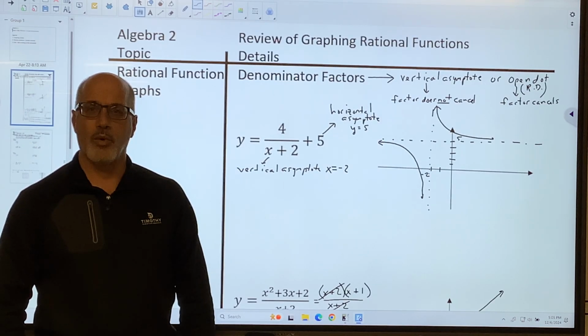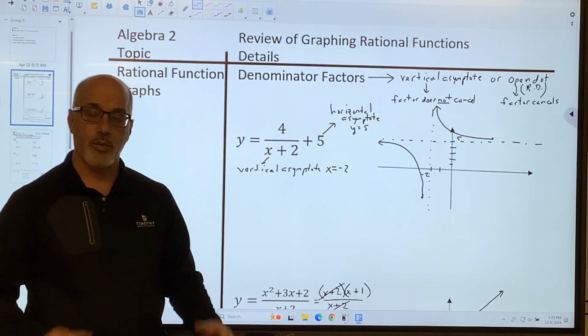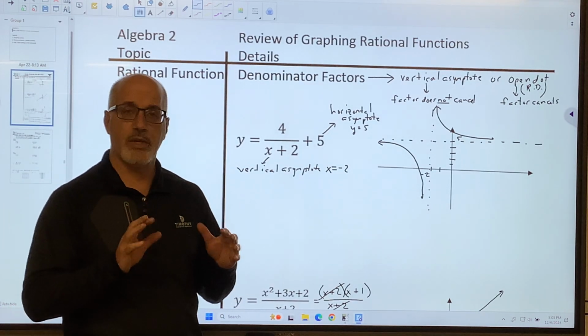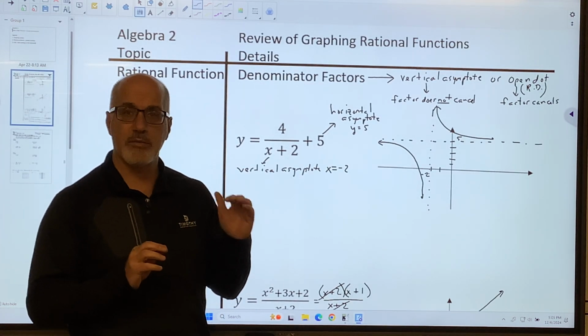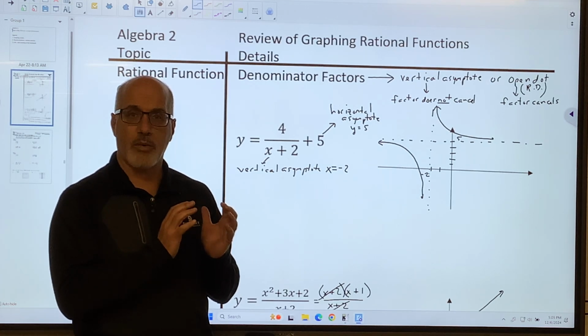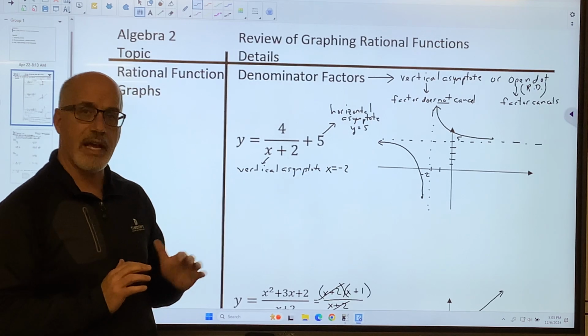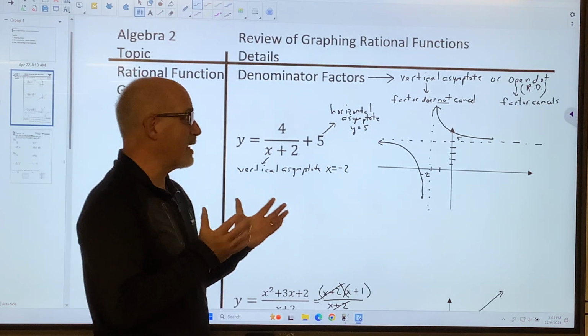We're going to review rational function graphs. We're going to especially focus on what happens at the discontinuities, where you have either vertical asymptotes, open dots on the graph, which are called removable discontinuities, or the horizontal asymptotes. So let's do 3 examples.